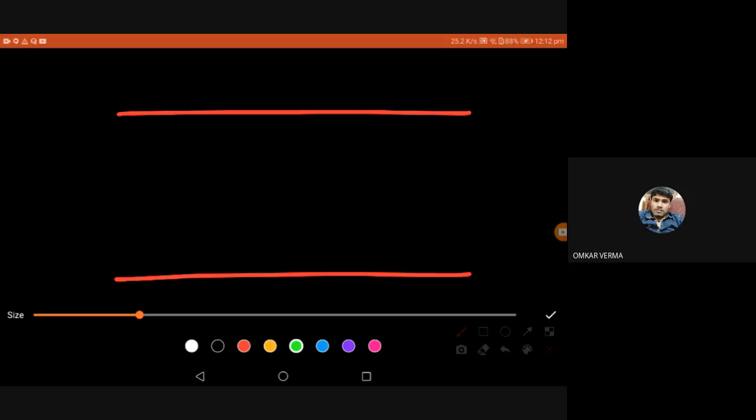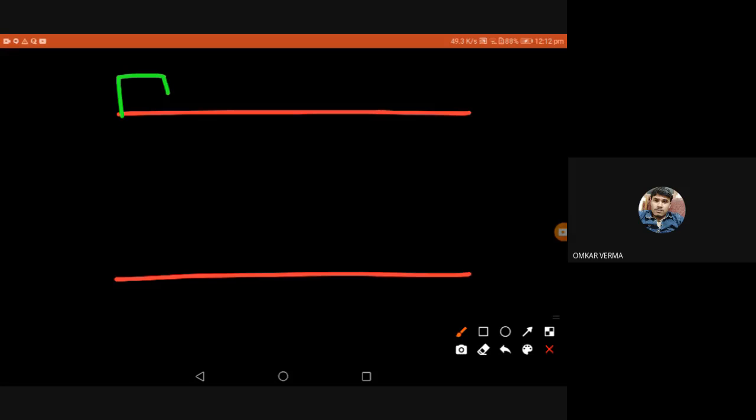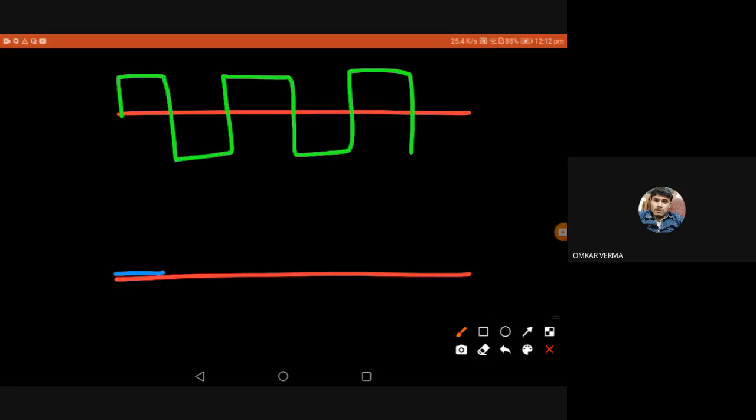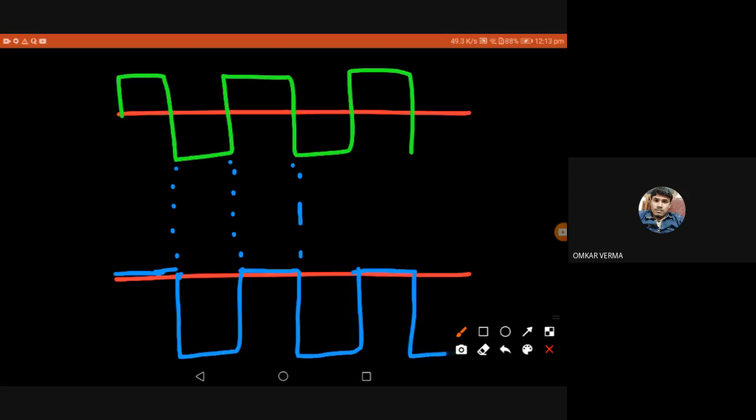So you can see what is the output of this circuit which we had drawn just now. This is your input. In the positive cycle the diode is forward biased, so the positive cycle output is 0. And in the reverse cycle, what happens? Both the voltage of the capacitor and the voltage of the input come across, so it will be like this. Again 0, again negative, likewise.